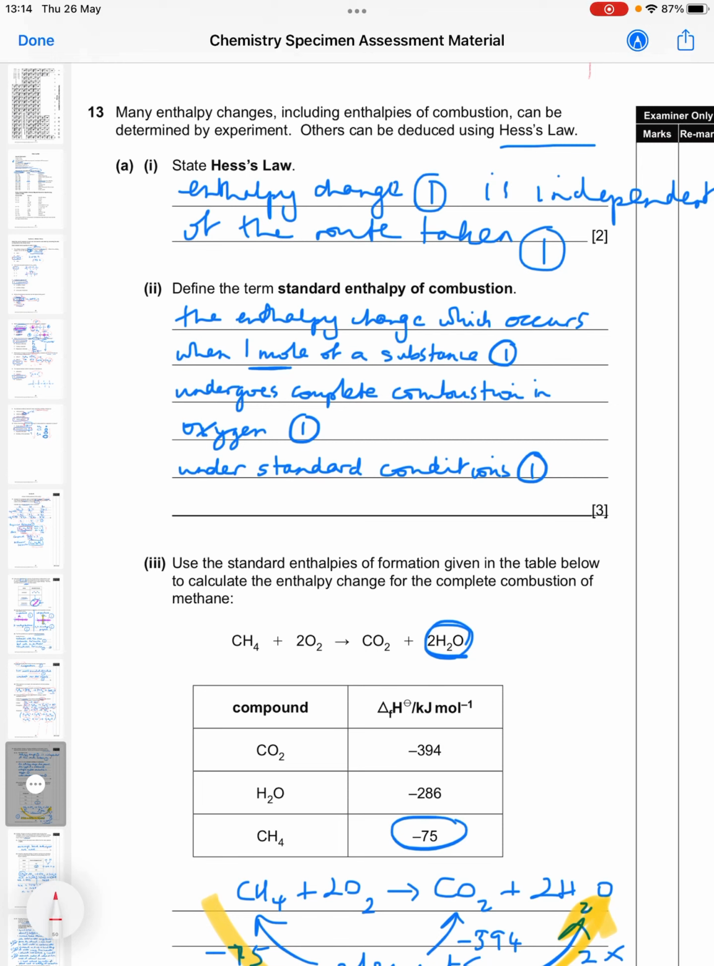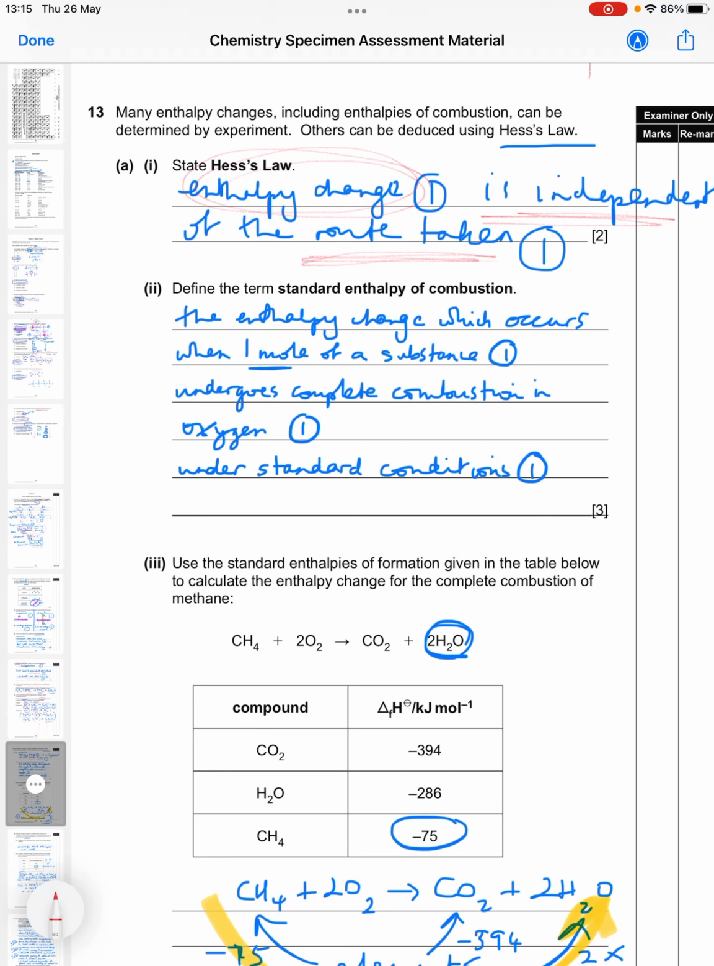Question 13, then. Many enthalpy changes, including enthalpies of combustion, can be determined by experiment. Others can be deduced using Hess's law. So it says, first of all, state Hess's law. So two parts to that. The first part, you always have to mention an enthalpy change in Hess's law, and then it's just saying that the enthalpy change is independent of the route taken.